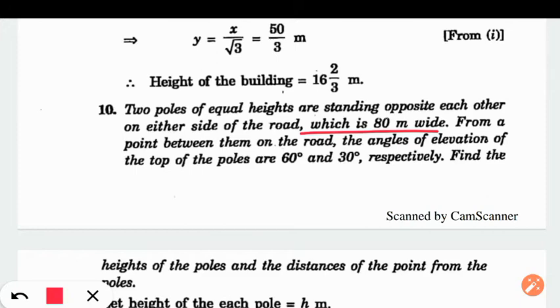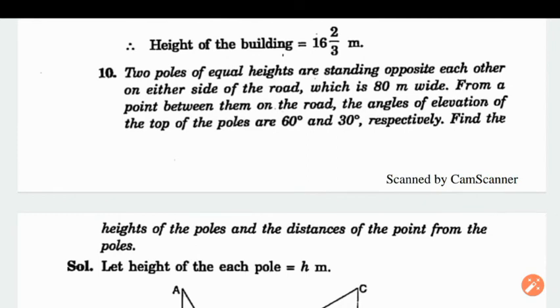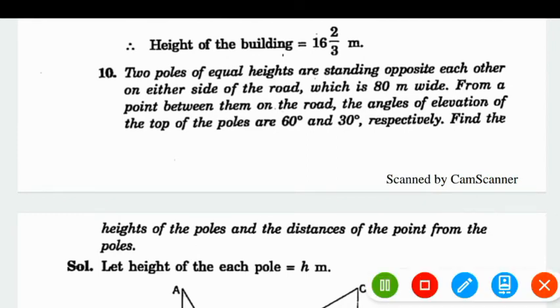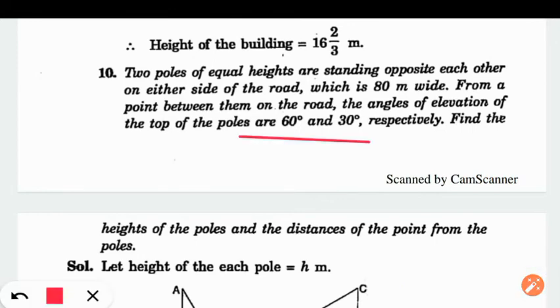And on the opposite sides of the road, two poles of equal heights are there. So from a point between them on the road, the angles of elevation of the tops of the poles are this and this respectively. Find the height of the poles and the distances of the point from the poles. So now somewhere on the road, suppose you are standing and you are watching the tops of the poles. With the first one you are making 60 degree, and with the second one you are making 30 degree angle of elevation.